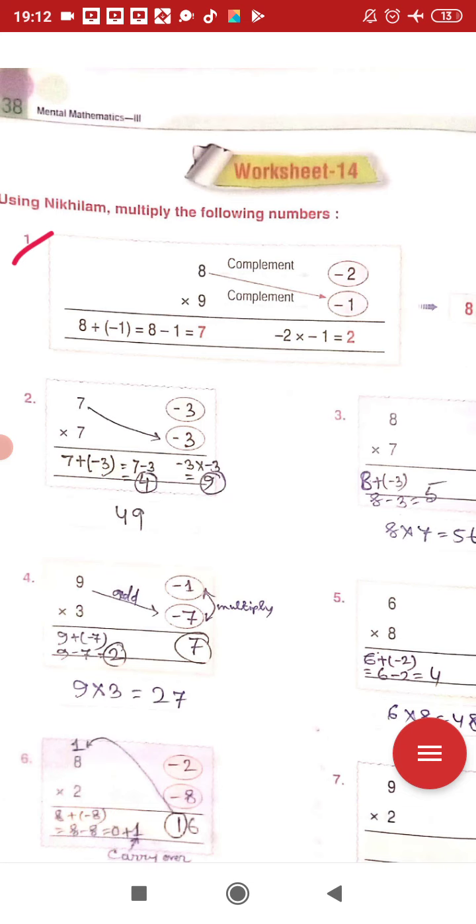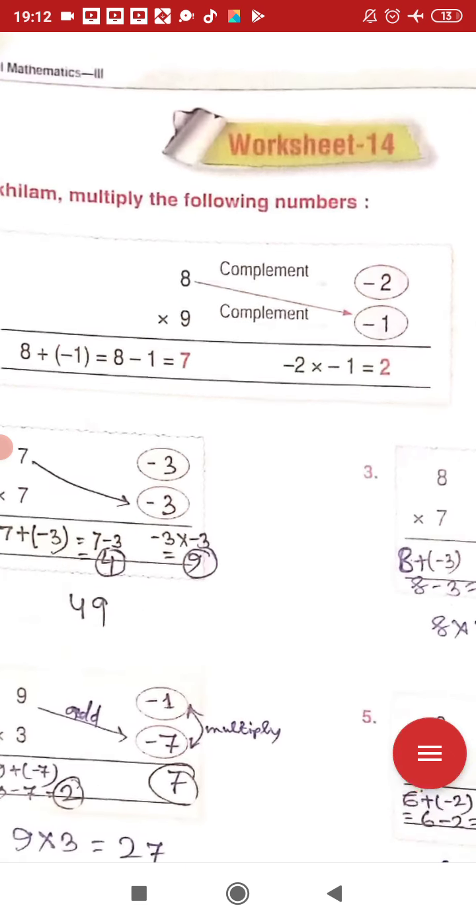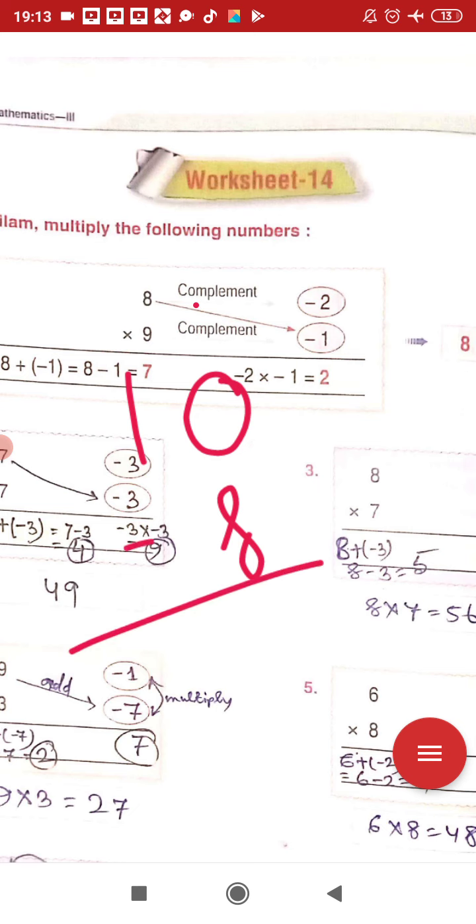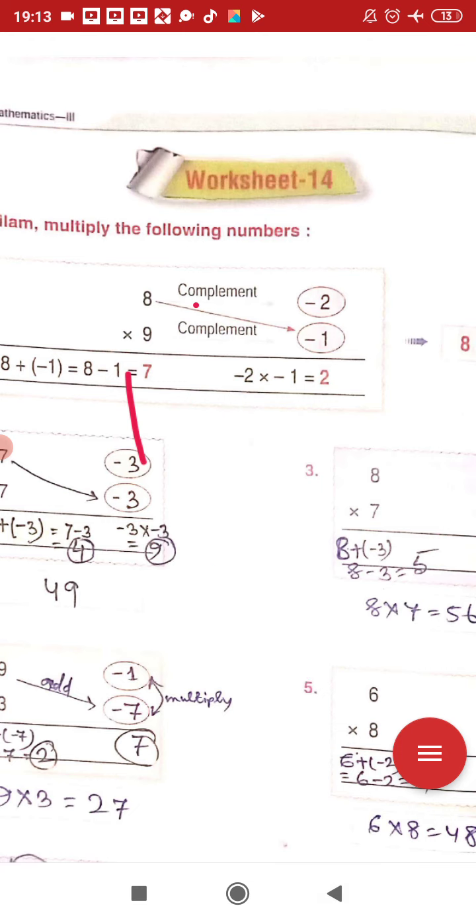But by NIKHILAM, we need to find out the product. So here, first of all, we should find out the NIKHILAM of both the numbers. One is 8 and the other is 9. So what is the NIKHILAM of 8? That is 2. Just subtract 8 from 10. We are getting 2. And the NIKHILAM of 9 is 1. Same formula. Just subtract 9 from 10. So 1 is the NIKHILAM.